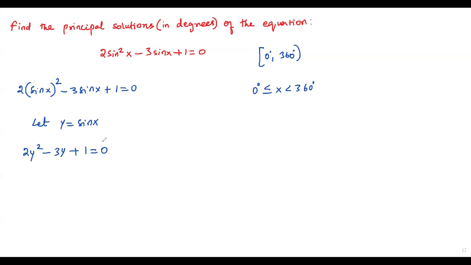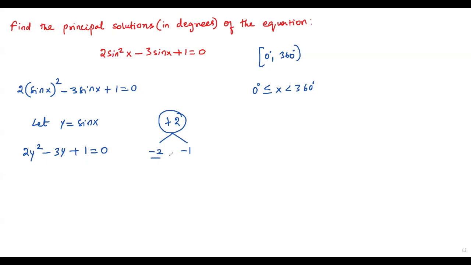Okay, let's try to solve this quadratic equation by factoring. For that, we have to multiply the constant term positive 1 by the coefficient of y square, 2. When I do so, I'm getting positive 2. Now I have to get two factors of positive 2, so that the product of the two factors equals positive 2, and the sum of the two factors is equal to the coefficient of y, that is negative 3. I think negative 2 and negative 1 will work. When I multiply negative 2 and negative 1, I'm getting positive 2. When I add negative 2 and negative 1, I'm getting negative 3, which is the coefficient of y.